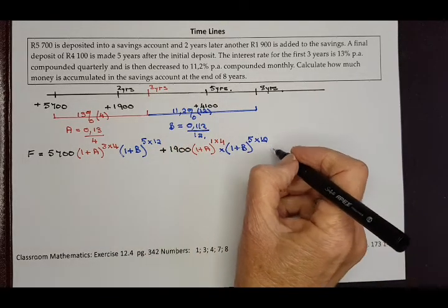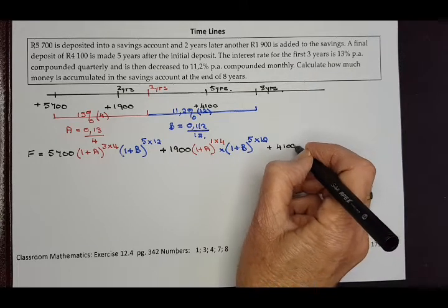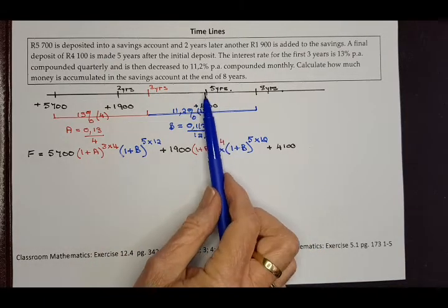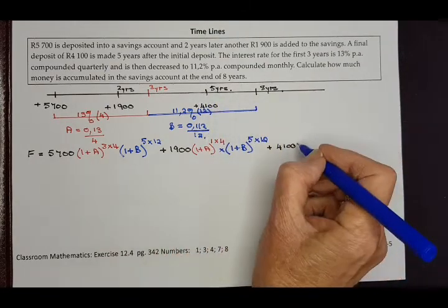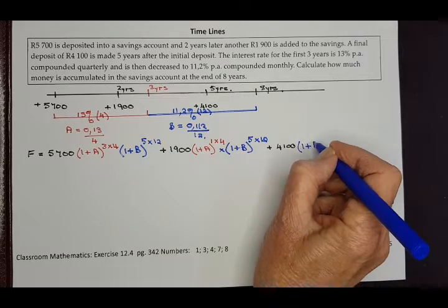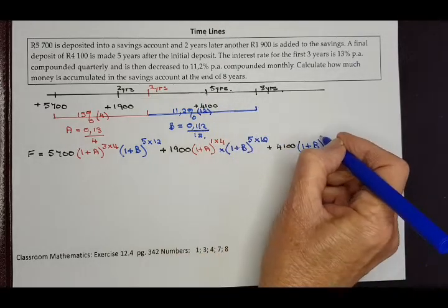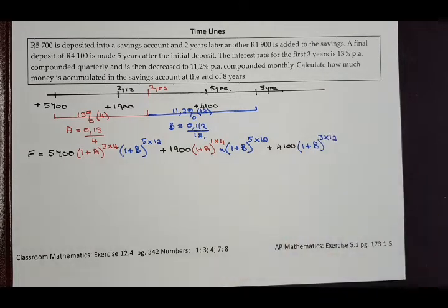My last deposit of 4,100 is made after 5 years. Okay, it is only acted on by interest rate B. 1 plus B for a period of 3 years, and it is compounded monthly.